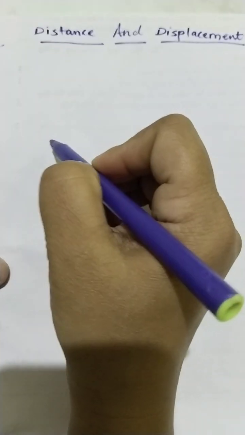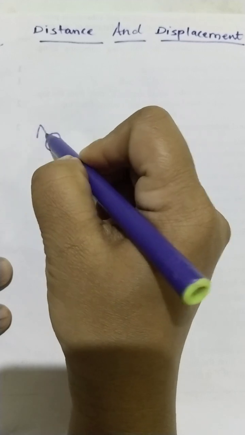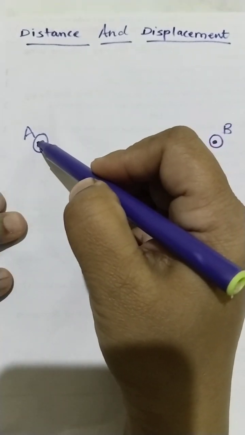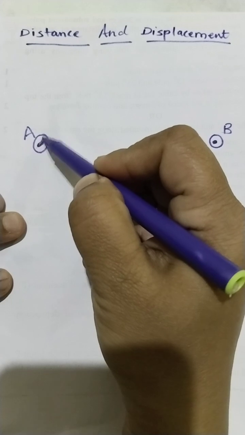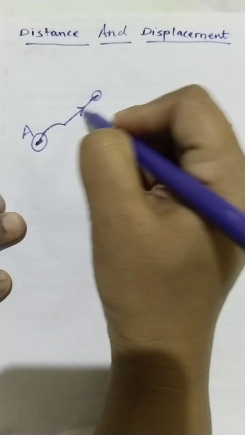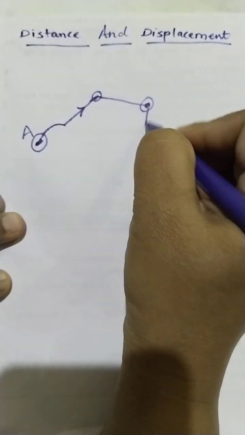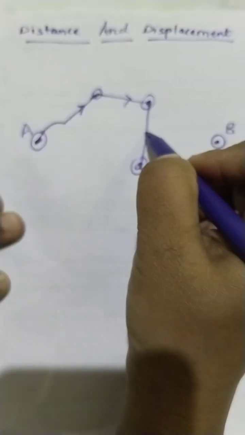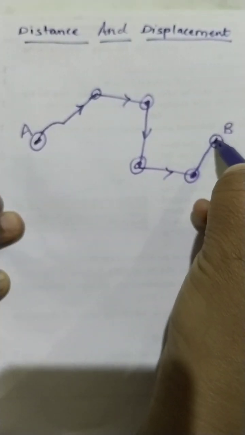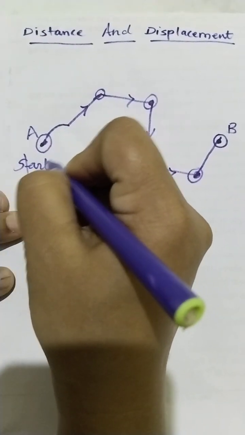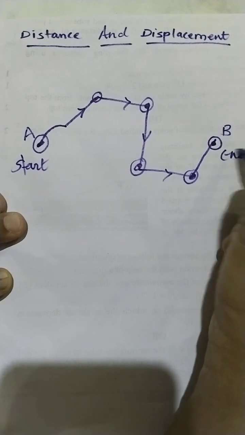Suppose we are traveling from point A to a point B. While traveling from point A to point B, a person can follow different paths. Let us say it goes here, and then here, and then here, and then here. Let us say this is the path the person has traveled in order to reach point B. So this is our start point and this is our end point.